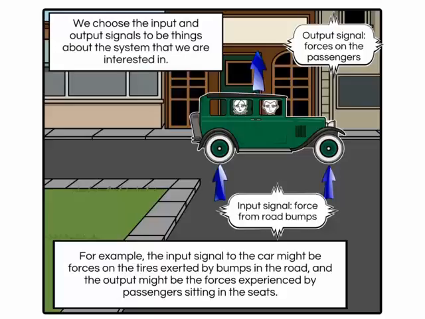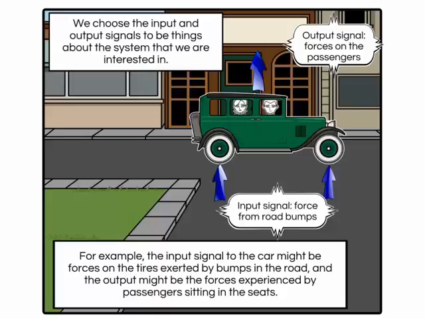We choose the input and output signals to be things about the system that we are particularly interested in. For example, with the car, we might be particularly interested in the comfort and safety of the passengers riding in the car. So if we are analyzing the car's suspension system, we might choose the output signal to be the forces on the passengers. Remember that a signal is a quantity that changes over time. As the car drives down the road, the forces on the passengers will change as the car hits bumps in the road.